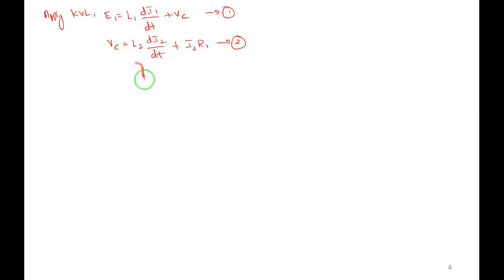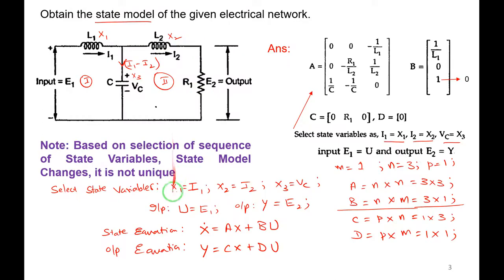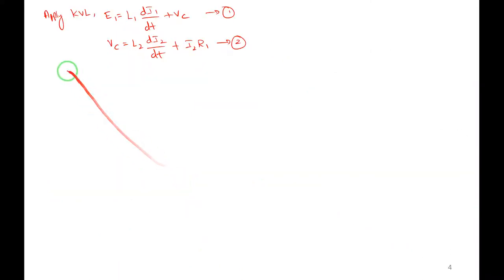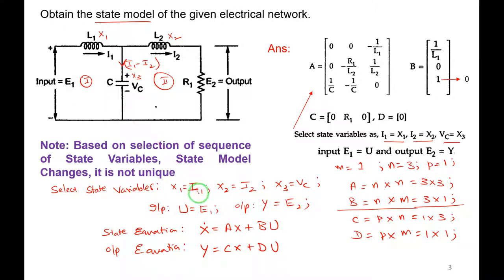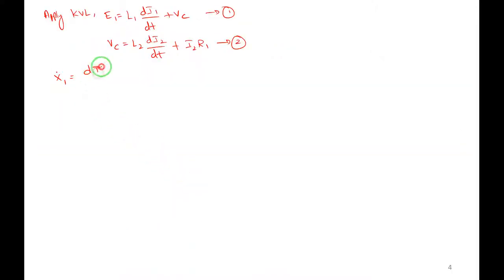Okay, fine. Then what all the things do I require? X1 dot, X2 dot, X3 dot I require. First, let me find out X1 dot. First, let me obtain the state equation. So what is X1 dot? It is di1 by dt. I wanted this, right? You can observe equation 1, di1 by dt is there. So let me get di1 by dt from equation 1.